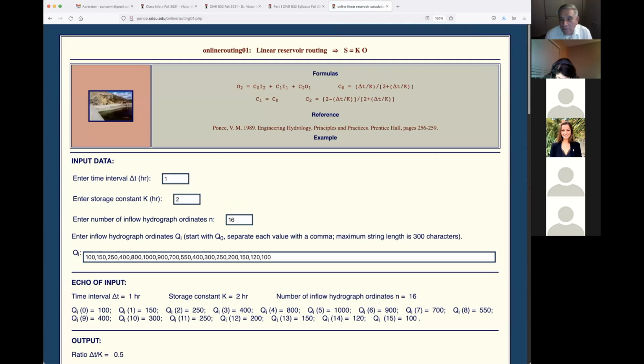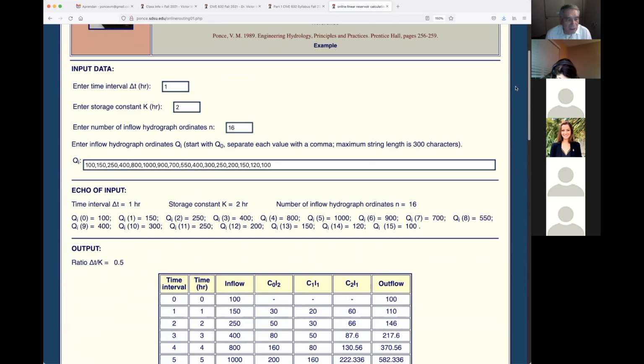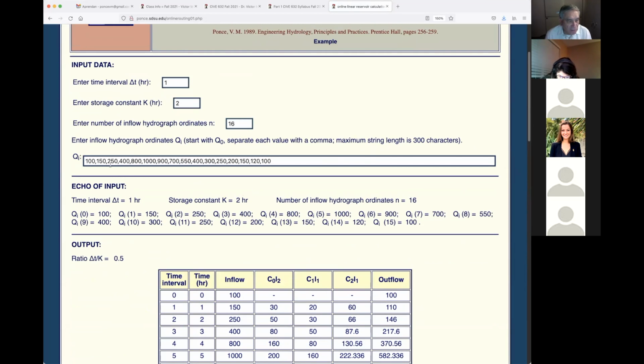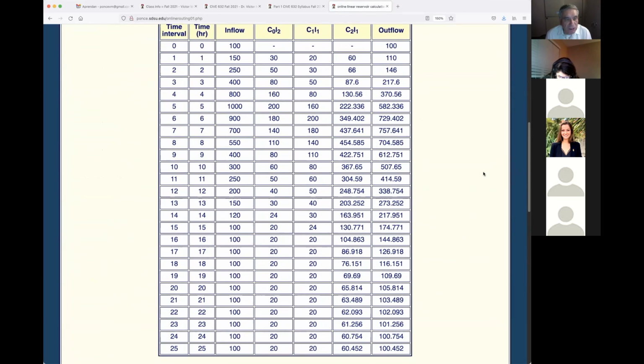Now I'm going to run this, the linear reservoir. That's a linear reservoir. The inflow was 100 to 1,000. The inflow started at 100, went to 150, 250, 400, got to 1,000, 900, 700, and went back to 100. 100 is supposed to be the base flow. So this is the inflow over here. You can see the inflow, 100 to 1,000 and back to 100, every hour. Delta T is 1 hour.